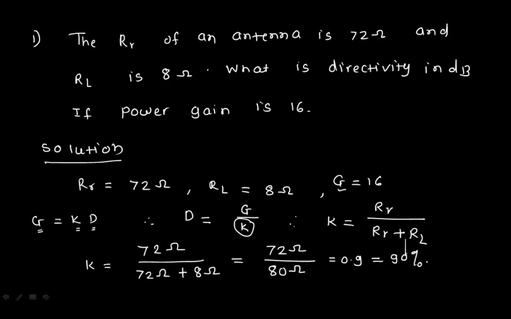Now, as you have calculated K, how am I going to find the directivity? D is equal to G by K. G is already given, that is 16. K we have calculated, that is 0.9. If you do this calculation, you will get 17.77. Directivity does not have any unit, as you know it is a dimensionless quantity.